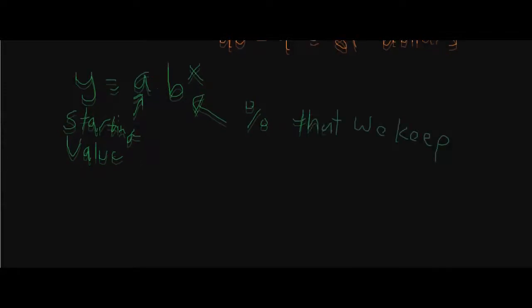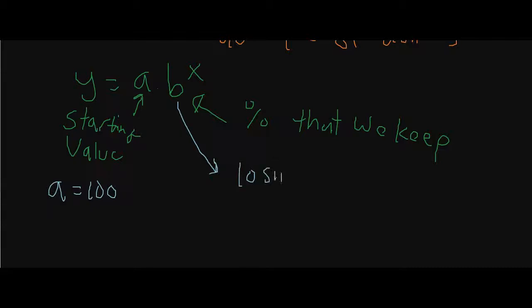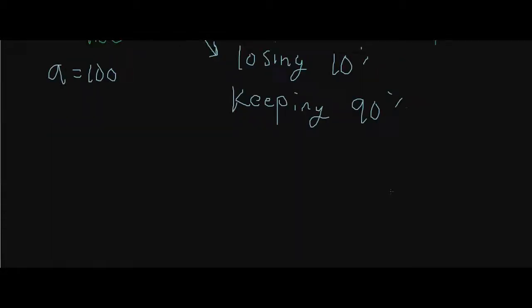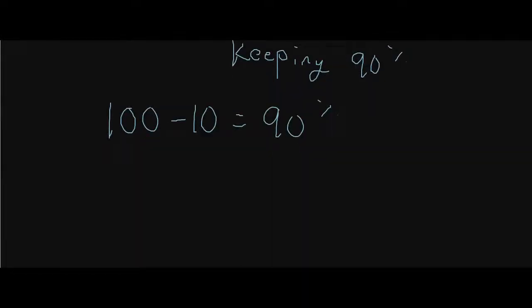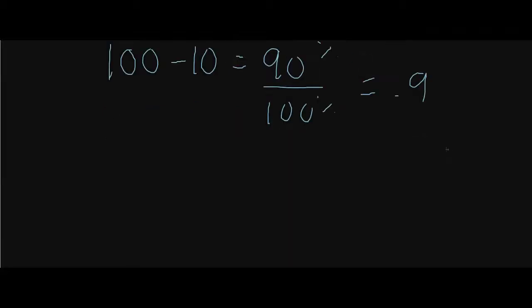We know that my A value is going to equal 100. Well, if I want to find out what is the percentage that we keep, we're losing 10% every year, so we're keeping 90% every year. One way we can do that is, 100% minus 10% is going to give us 90%. Then we turn that into a decimal, so we get 90 divided by 100% is going to be 0.9. Alright, well let's go ahead and write our equation.